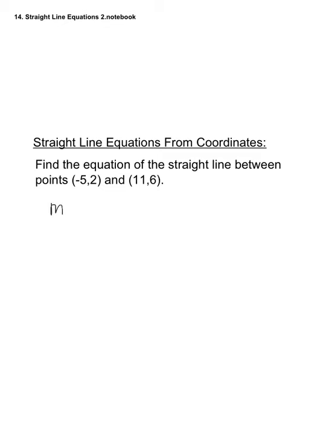Again, we're going to use m is equal to y2 minus y1 over x2 minus x1 to start. So I'll do 6 take away 2 over 11 subtract negative 5. 6 take away 2 is 4. 11 subtract negative 5 is 16. Both divide by 4, so my gradient is 1/4.